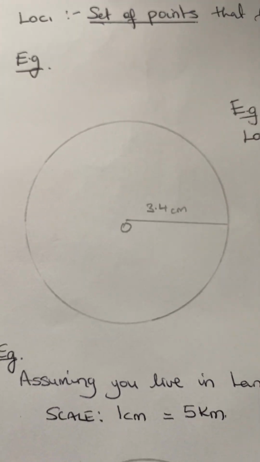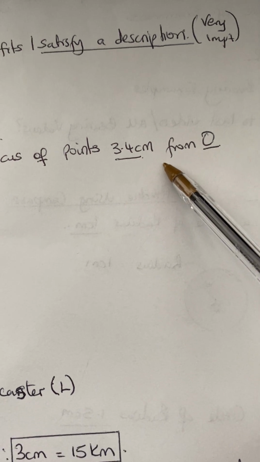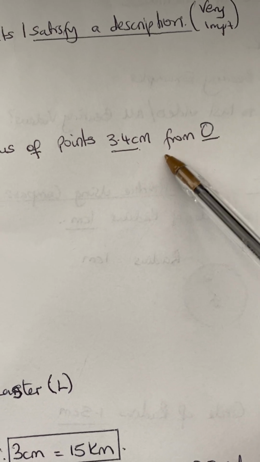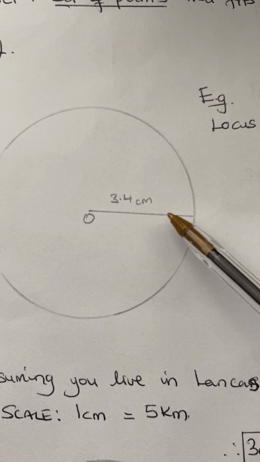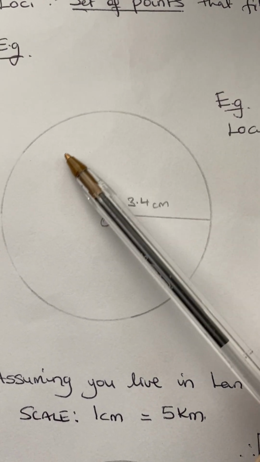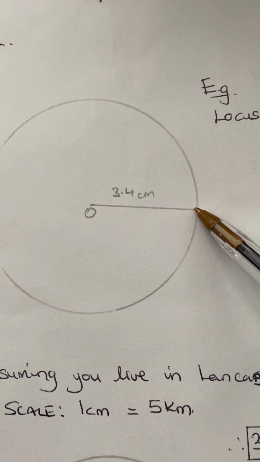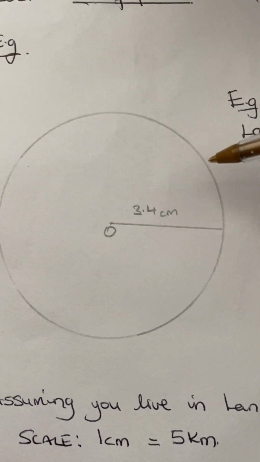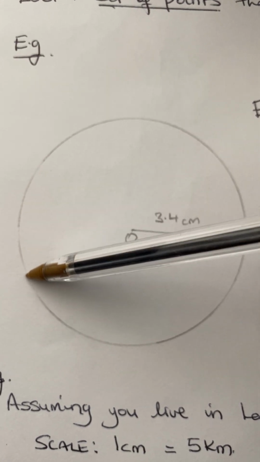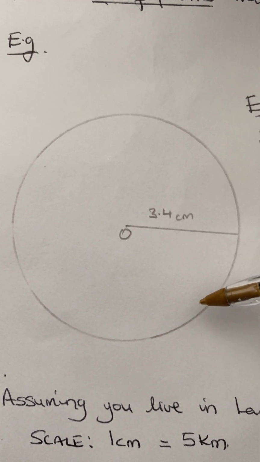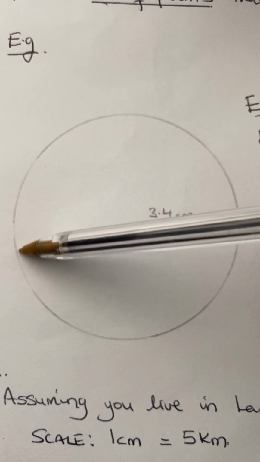Okay, so for instance, the locus of a point 3.4 centimeters from O, so that is O. If I draw a circle all round O, you can see that the radius is 3.4 centimeters. So everything on this circle, the boundaries, all the points here will form a locus.